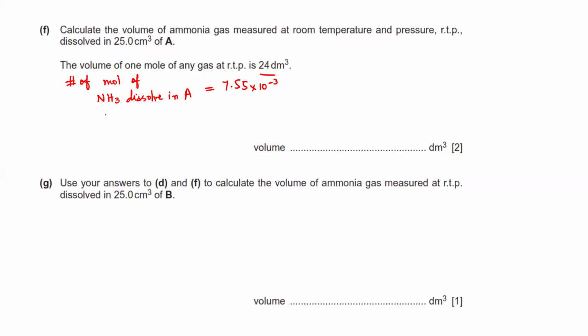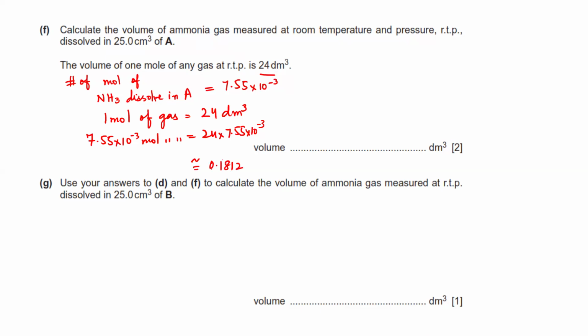So it's very simple now. 1 mole of gas is equal to 24 decimeter cube. So 7.55 into 10 to power minus 3 moles of gas is equal to 24 multiplied by 7.55 into 10 to power minus 3. And this comes out to be approximately 0.1812. So up to 2 significant figures, we can simply write 0.18 decimeter cube. Then in part G, it says use your answers in D and F to calculate the volume of ammonia gas measured at room temperature and pressure dissolved in 25 centimeter cube of B.